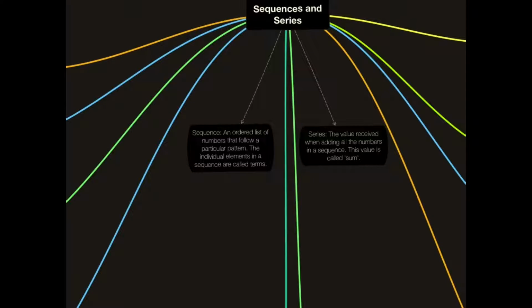In order to understand the topic, we need to have clear the definitions. A sequence is an ordered list of numbers that follow a particular pattern. The individual elements in the sequence are called terms. And on the other hand, a series is the value received when adding all the numbers in a sequence. This value is called sum.